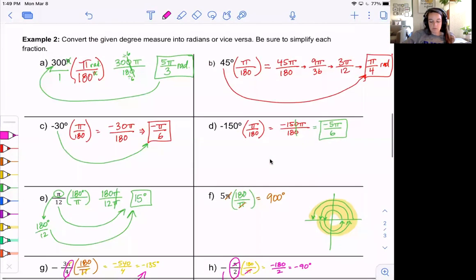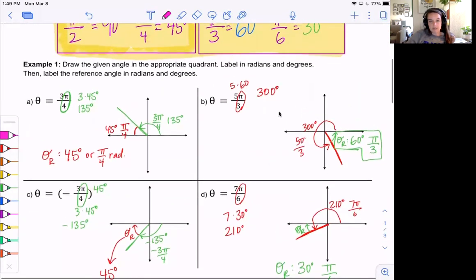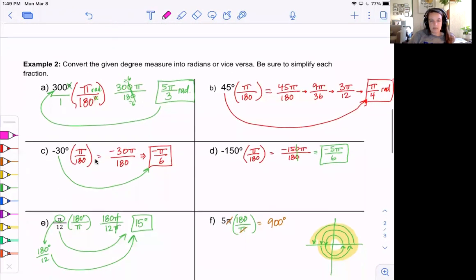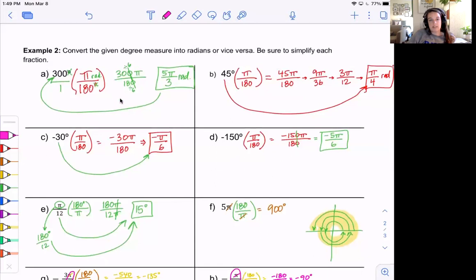So for today, we are graphing, right? We're graphing the angle and finding the reference angle. We're practicing the translation from radians to degrees. And then in example 2, we saw how to translate directly from degrees to radians without using the graph, although the graph can still be helpful.